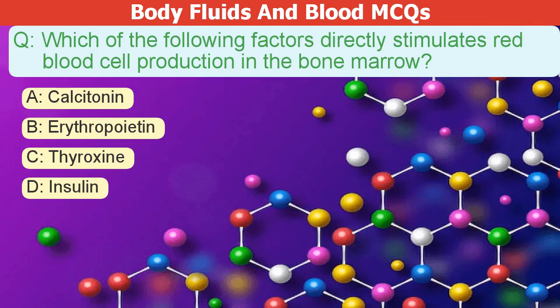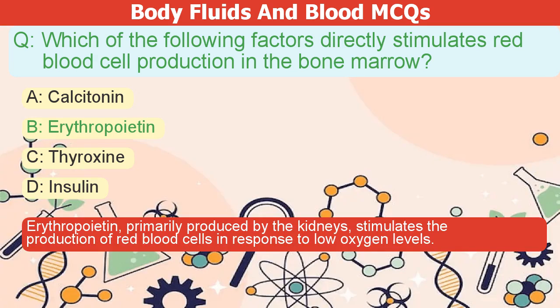Which of the following factors directly stimulates red blood cell production in the bone marrow? A. Calcitonin. B. Erythropoietin. C. Thyroxine. D. Insulin. The correct answer is B. Erythropoietin, primarily produced by the kidneys, stimulates the production of red blood cells in response to low oxygen levels.